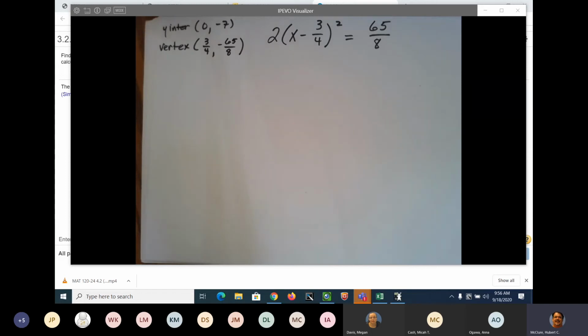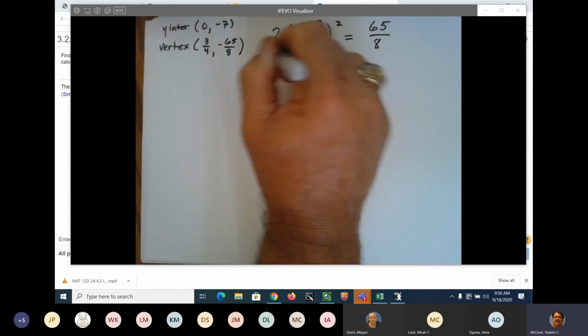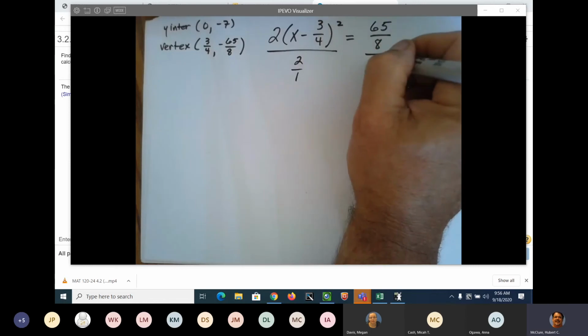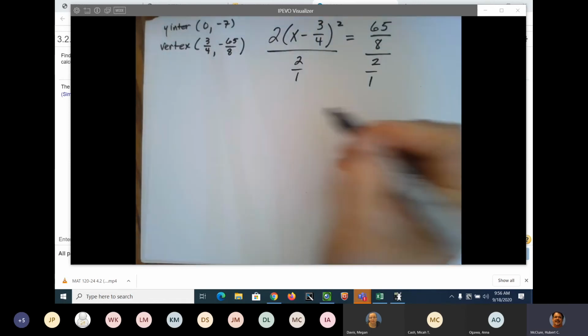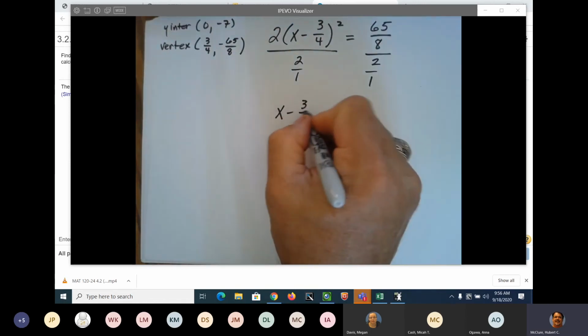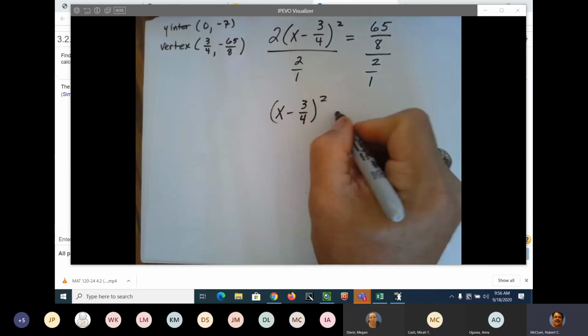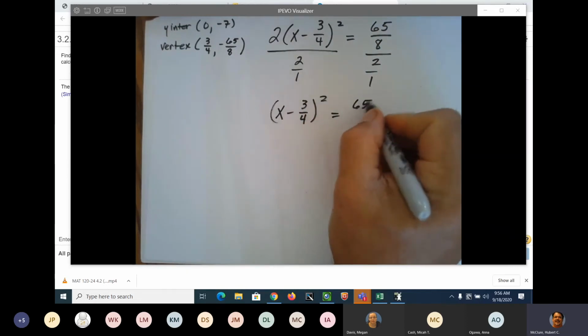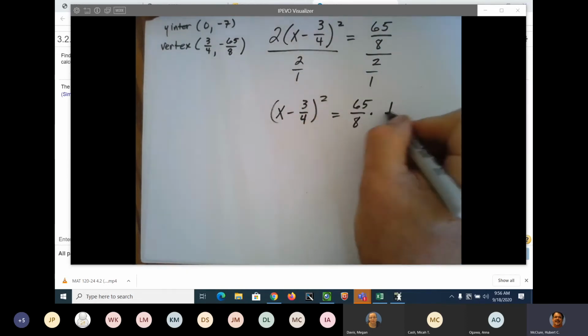So now let's solve. Divide by 2 over 1. Divide by 2 over 1. X minus 3/4 quantity squared is equal to 65 over 8 multiplied by 1 over 2.